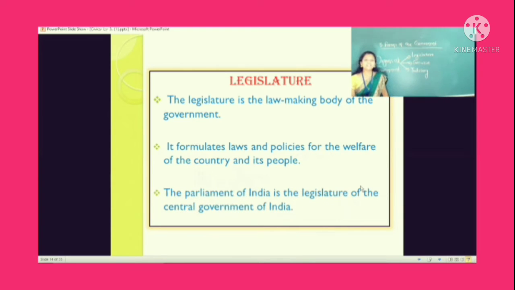The Parliament of India is the legislature of the central government of India. We have here the Parliament of India, from where we get the law for the complete country, or the whole country, not for a particular part of India. It is taking the decision and making a law for the whole country. This is all about the first organ, legislature.